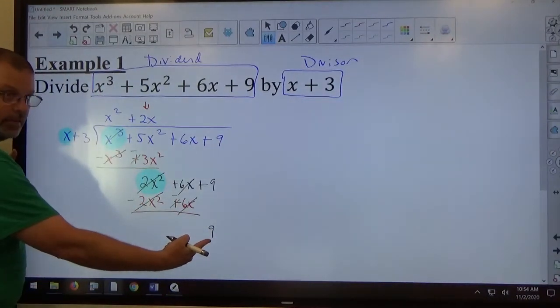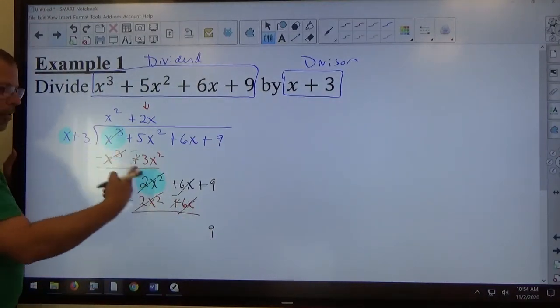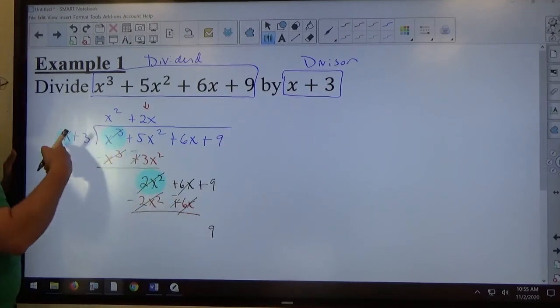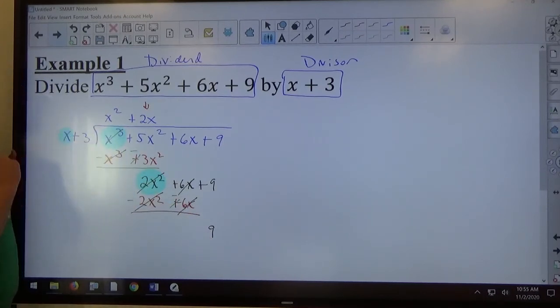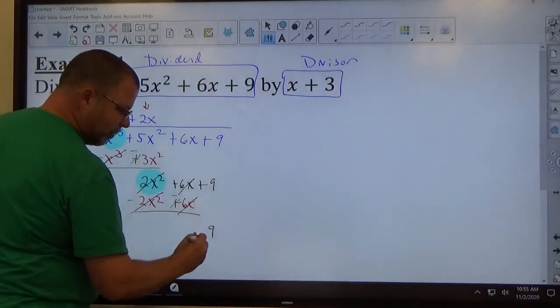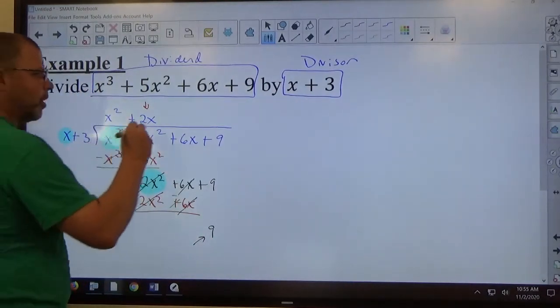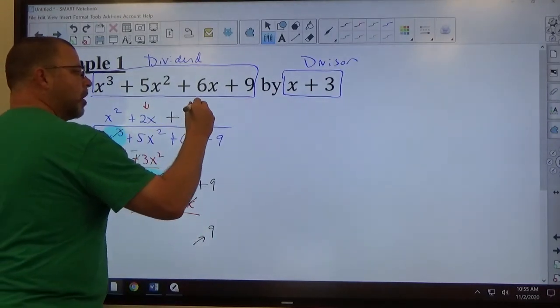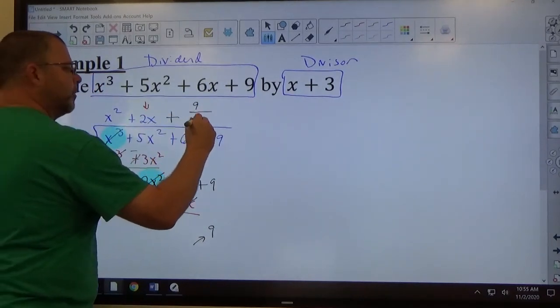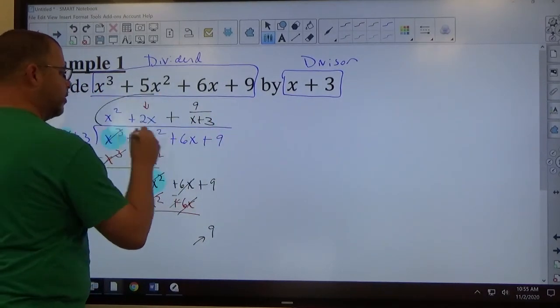9 does not have an x, so that means this power is bigger, this power is smaller, right? When the power of this is smaller than the power of that, you're done dividing. I can't divide anymore, I'm done. So I'm going to stop dividing at this point. Now the final step is to write the remainder term. The remainder term I'm going to do plus or minus based on the sign. Is this a positive or negative 9? Positive. So I'm going to put plus because it's positive. I'm going to put 9, which is its value, over the divisor x plus 3. And that's my answer to the problem.